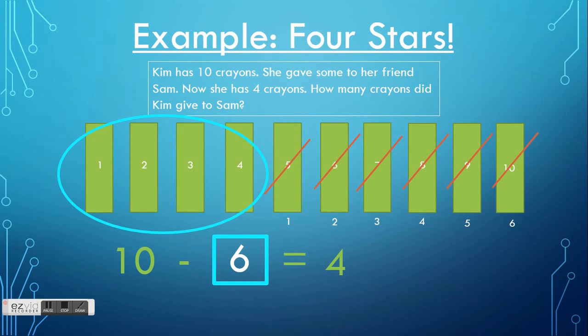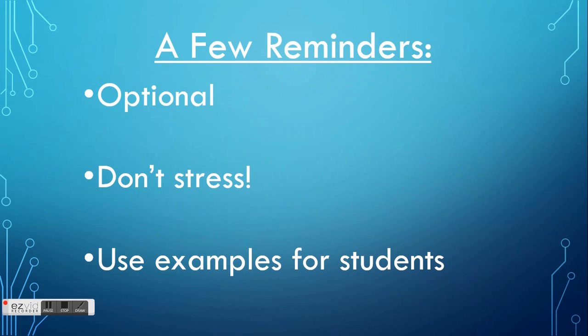Again, I'm going to look back at my problem and use some of those words to create a little sentence. Kim gave away 6 crayons. So that's an example of a 4-star take-apart problem. All right, families, so those are examples of combine and take-apart problems.